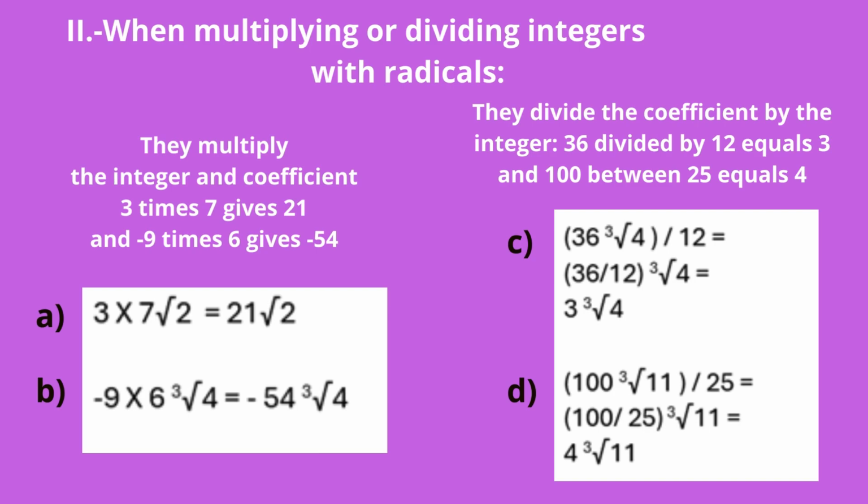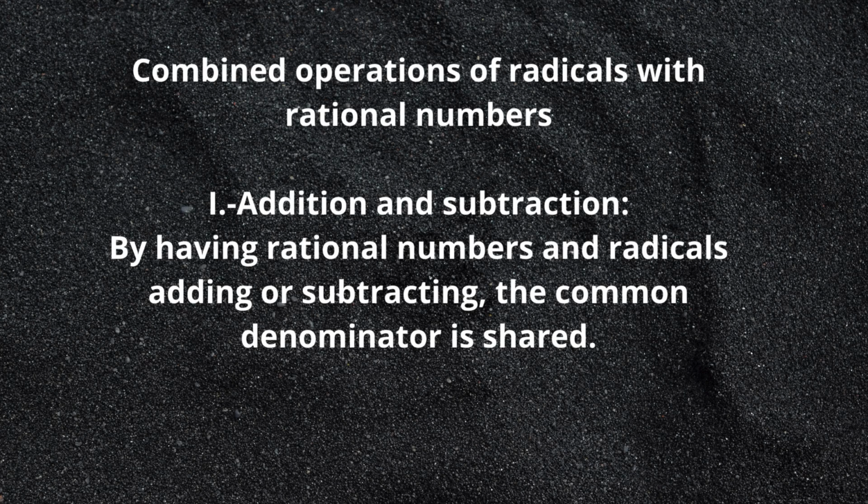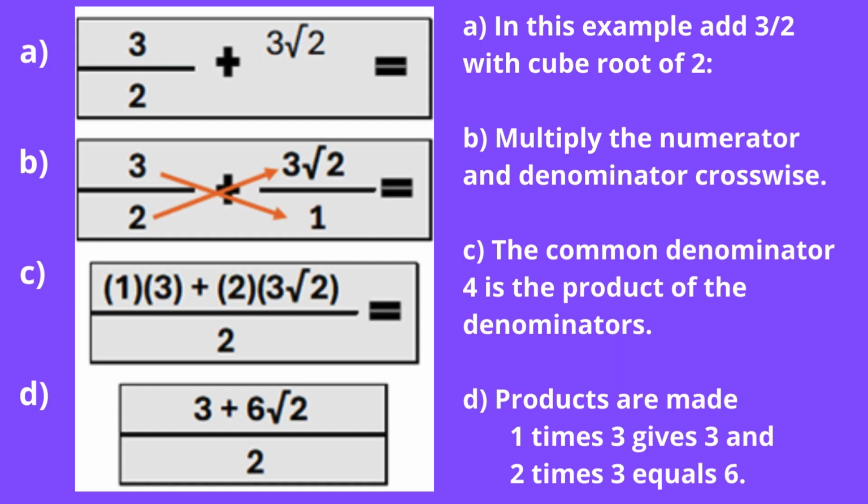Combined operations of radicals with rational numbers. 1. Add and subtract. By having rational numbers and radicals adding or subtracting, the common denominator is shared. In A, add 3 over 2 with the cube root of 2. Part B, multiply the numerator and denominator crosswise. In C, the common denominator 4 is the product of the denominators. In D, the products 1 times 3 gives 3 and 2 times 3 gives 6 are made.